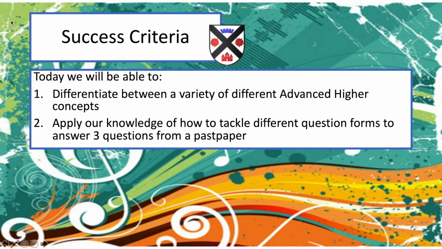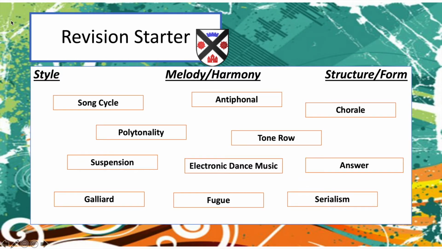So to start us off, what I'd like you to do is to write down the 3 different headings for me: style, melody, harmony, structure, form. And then you'll see that there are different concepts strewn all over the page there. I'd like you to put them under the correct heading for me. So I'll give you, let's say, a minute and a half to do that. I'll stay silent for a minute and a half and then we'll go on to our answers.